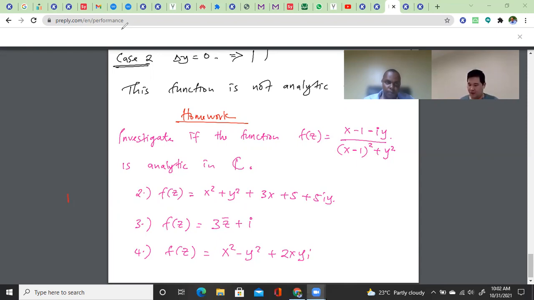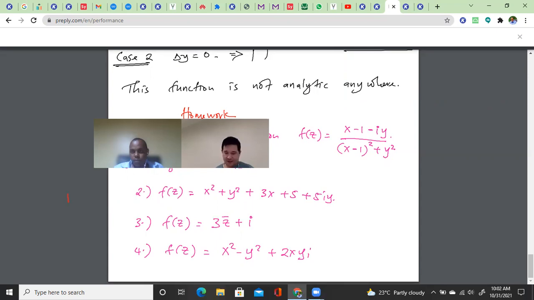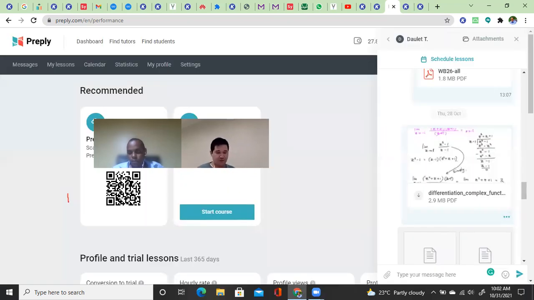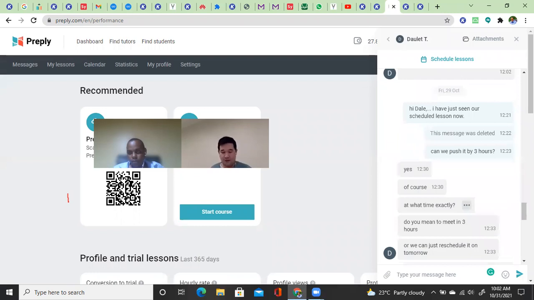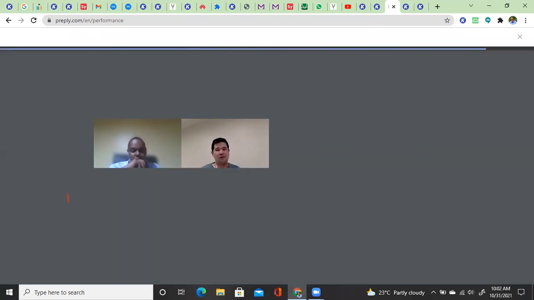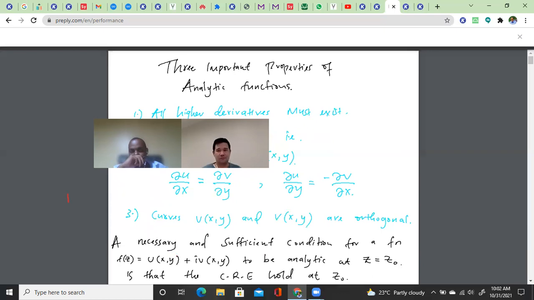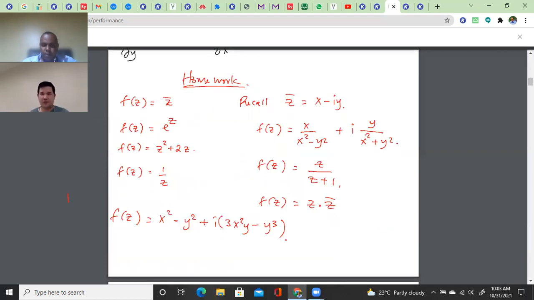So we're clear with analyticity. Analyticity is not the same thing as the Cauchy-Riemann condition. So can you open the last lecture notes? These ones? Yes. 3 important properties of analytic function. And can you scroll down to the homework?